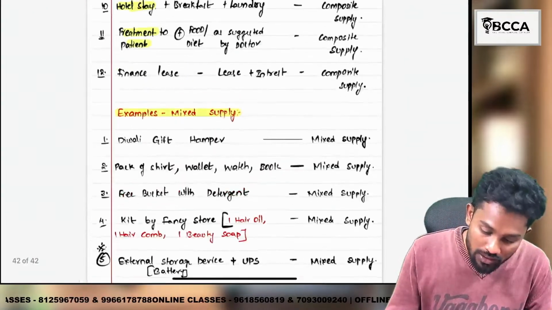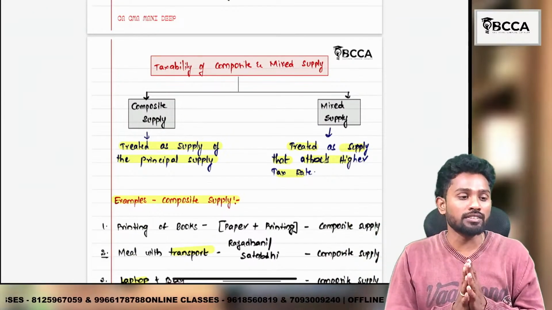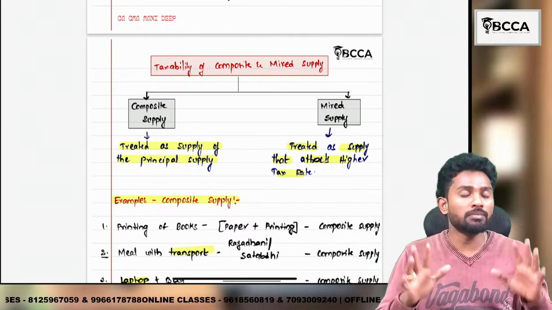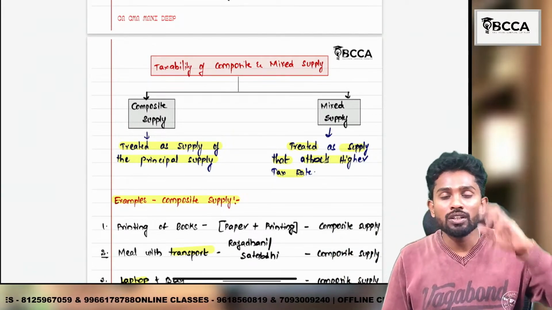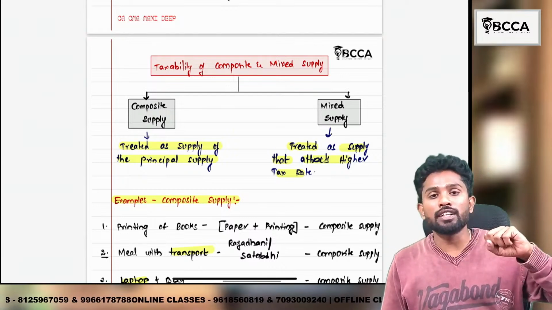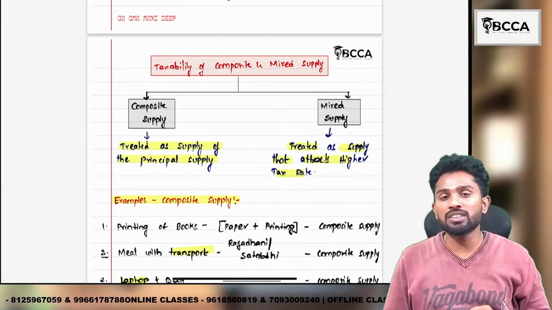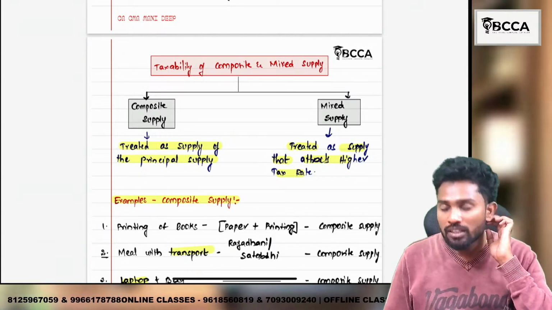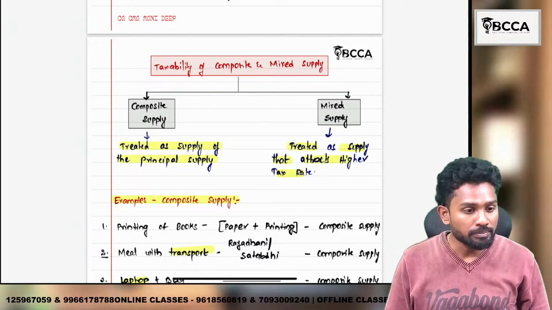So here there are 6 examples, and there are some 12 examples. By referring to these 18 things, you will have some clarity. First check whether they are naturally bundled or not. To check this, there are 6 parameters, 6 tests, and some of them have to be satisfied to decide it is naturally bundled. Once it is naturally bundled, decide which is the principal supply.